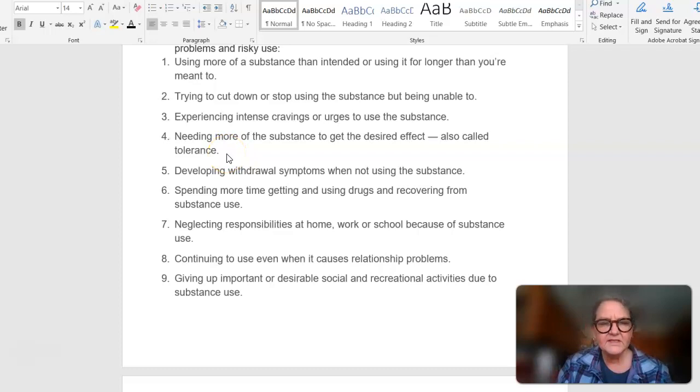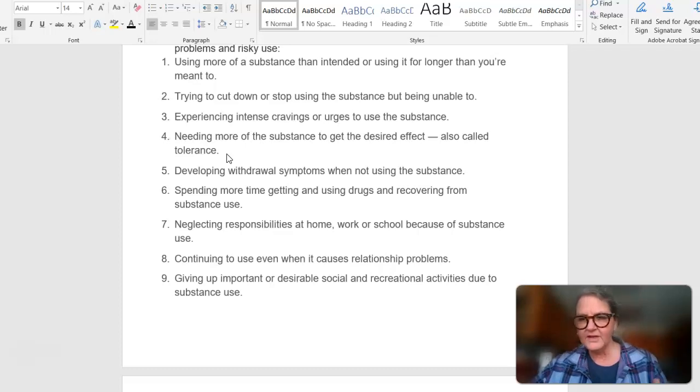What that means is it takes more of the drug to get you high or to get you drunk or to get you where you want to be. If you took SAB 110, we talked about tolerance. Tolerance is taking more of that substance just to get the feeling that you desire, and usually you don't. So think about anyone that you know that has a substance use disorder.